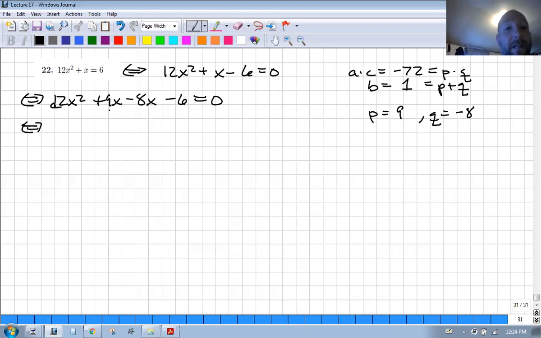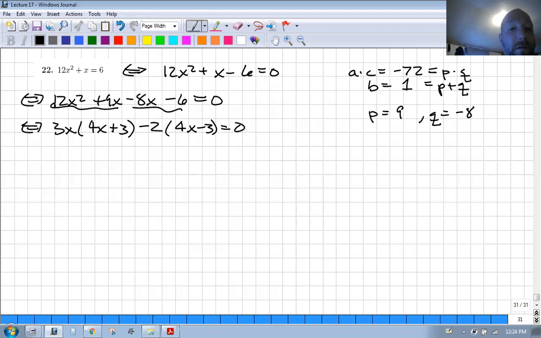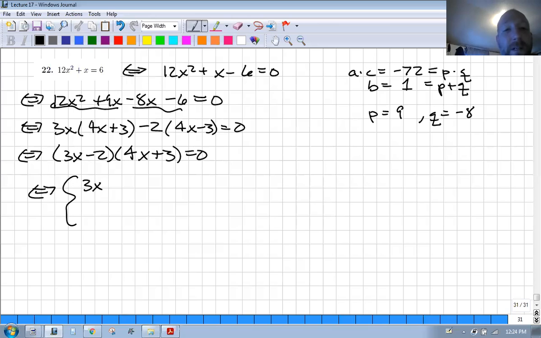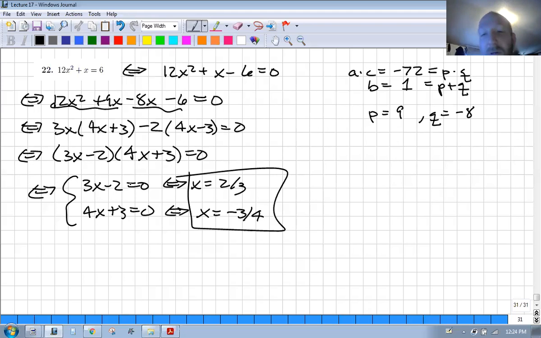So we can factor out of here 3x. That gives us 4x plus 3. And out of here a negative 2. And that gives us a 4x plus 3 again. So we have a 3x minus 2 times a 4x plus 3. So either 3x minus 2 is 0 or 4x plus 3 is 0. So either x is 2/3 or x is negative 3/4. And that's it for number 22.